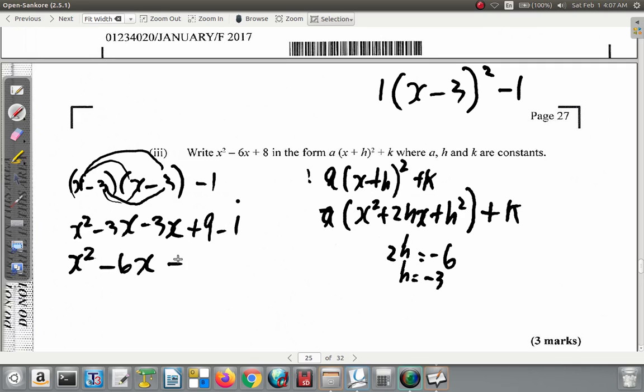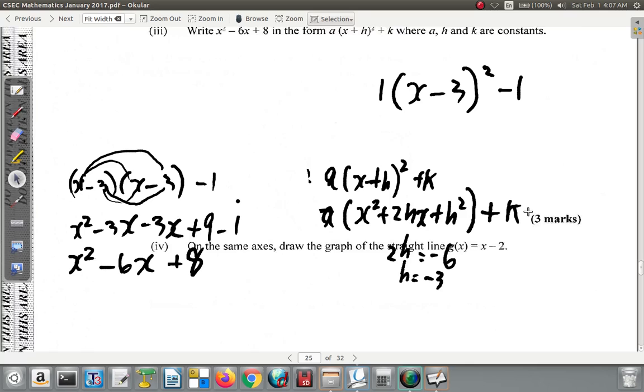9 minus 1 is 8 plus 8. Alright, so it does work out here. You can see that. Alright, now what else is happening down here?